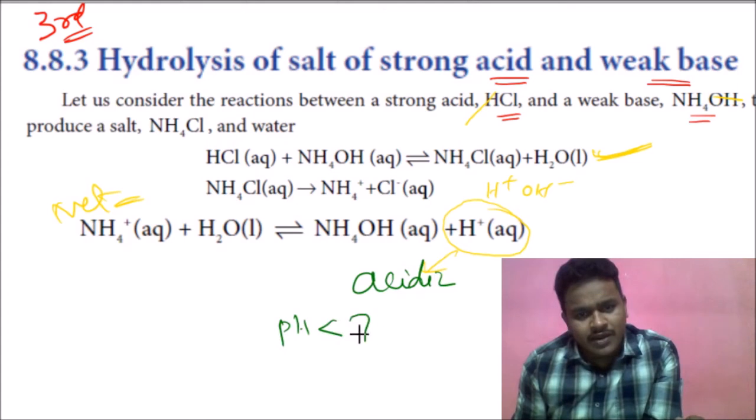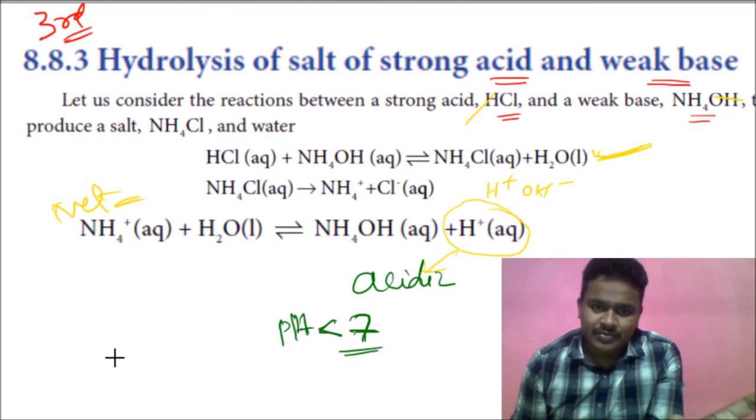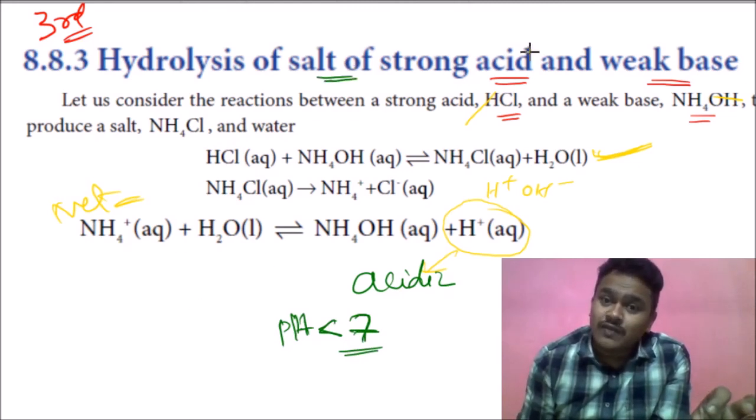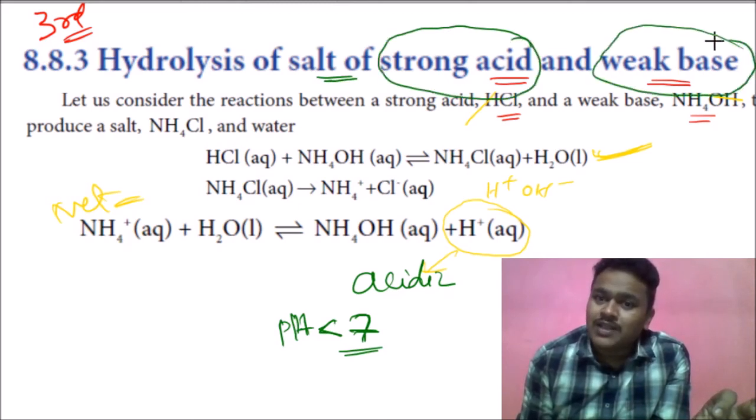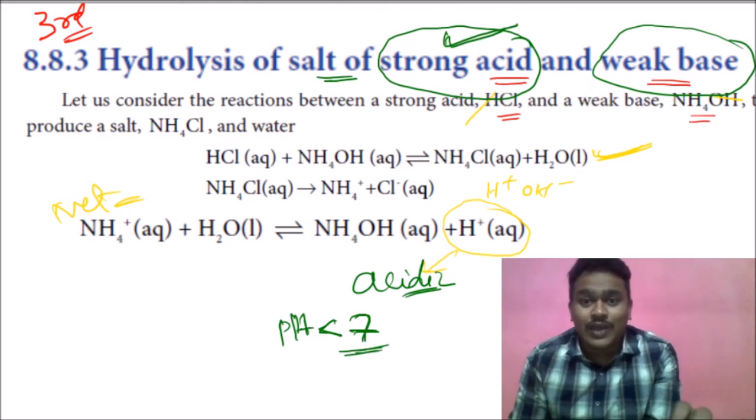pH value definitely less than 7. Definitely pH will be less than 7. This is the nature of the salt solution of strong acid and weak base. How to remember this? If the salt is formed by strong acid and weak base, strong acid means acidic nature, pH less than 7. Like that you can remember.